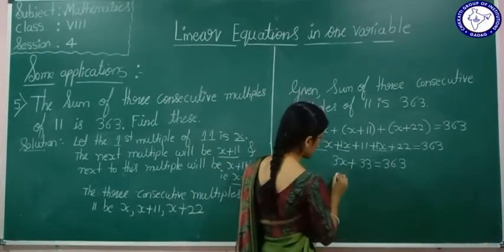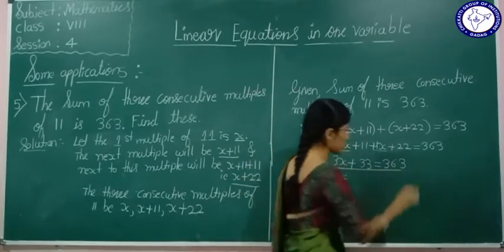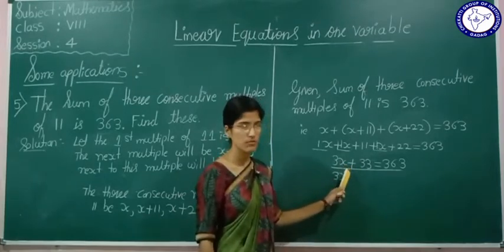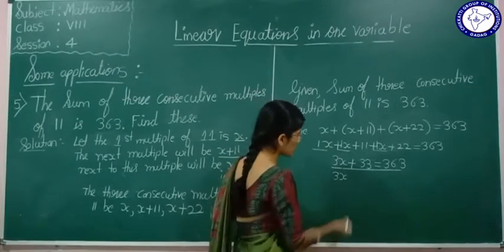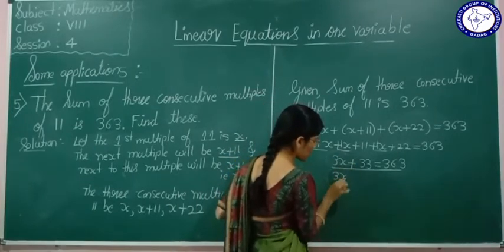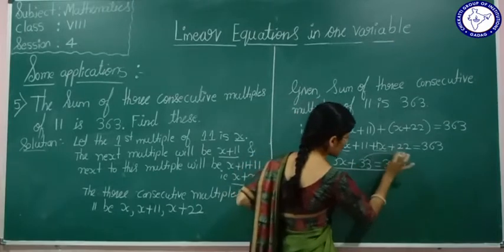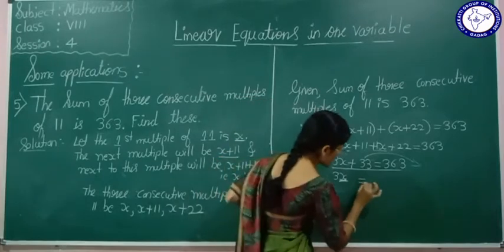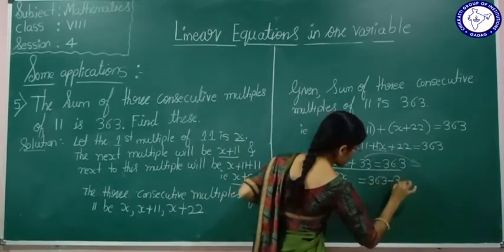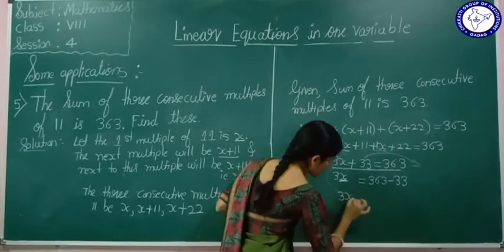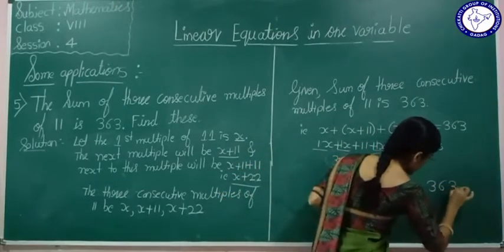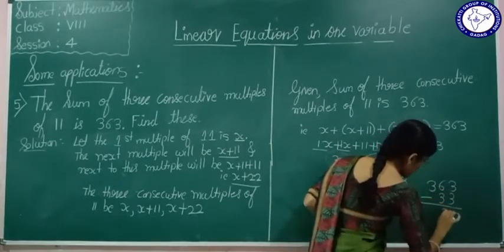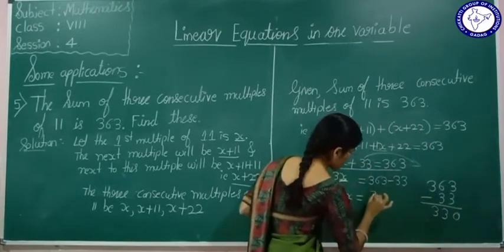Now see, 3x is equal to... now we know how to solve this equation. We know how to solve a linear equation in one variable. What will we do? We keep 3x here only because we want to know the value of x. This 33 we are going to transpose. If you transpose, the sign will change, that is 363 minus 33. So 3x is equal to, what is 363 minus 33? 3 minus 3 is 0, 6 minus 3 is 3, 3, it is 330.